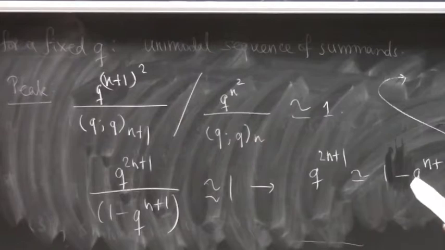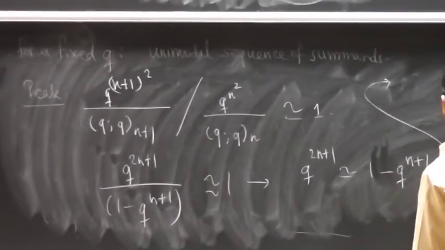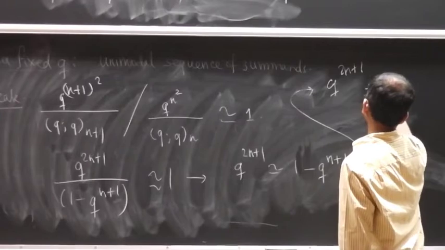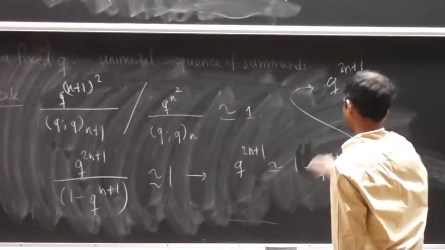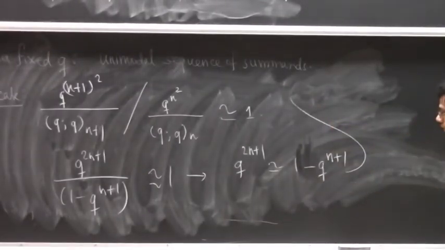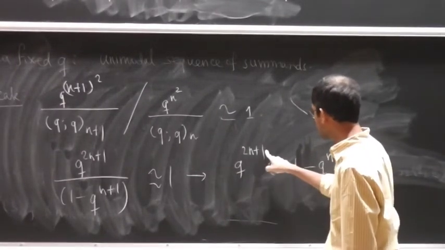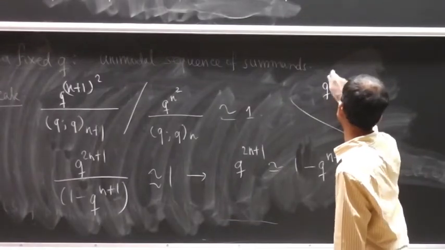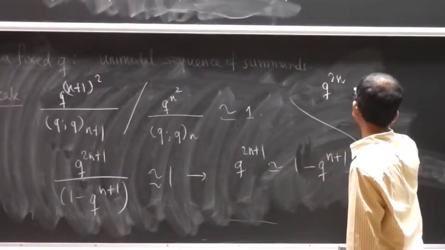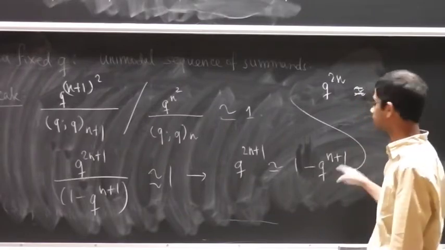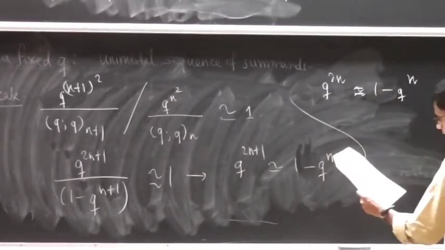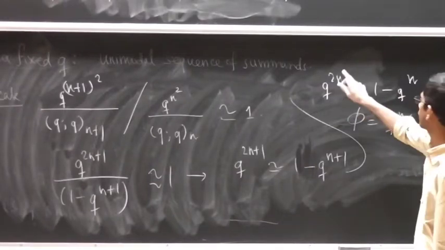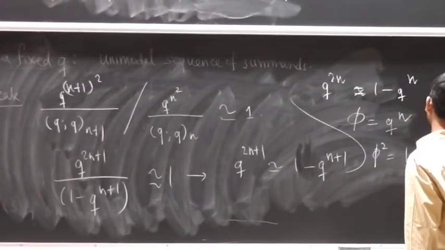So let's simplify that. Okay, I have to do one step. So remember, q is going to 1. So q to the 1 is roughly equal to 1. I am taking q to be very, very close to 1. So I can write this, it's all happening approximately anyway, as q to the 2n is approximately equal to 1 minus q to the n, right? Q to the 1 is roughly 1. Okay? So let us put phi to be equal to q to the n. What do I get? Phi squared is 1 minus phi.